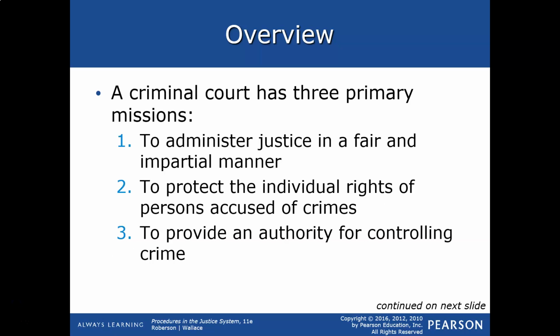I want to go back to this one. What does this mean: to administer justice in a fair and impartial manner? What is justice? I could ask all 50 of you that question and get 50 different answers. What is fair? What is impartial? We know what they should be. How do you think the criminal justice system in the United States is doing with its primary missions?